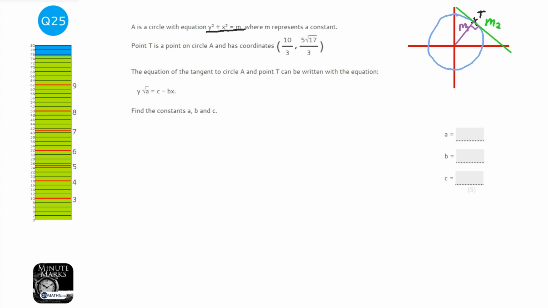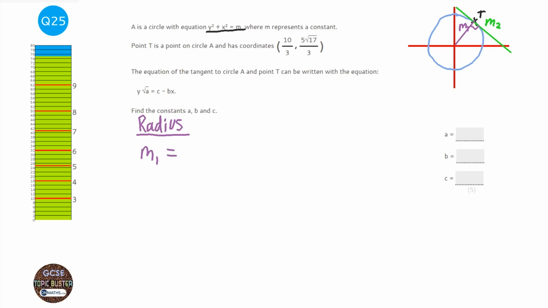We're also told the coordinates of T, but they're in a not very helpful form. They've got surds and they're in fractions, so it's not the most helpful piece of information. So I'm going to work out M1 first, which is the gradient of our radius. I'd show the examiner that I'm working out the gradient of the radius.